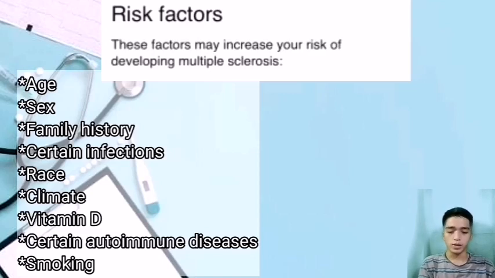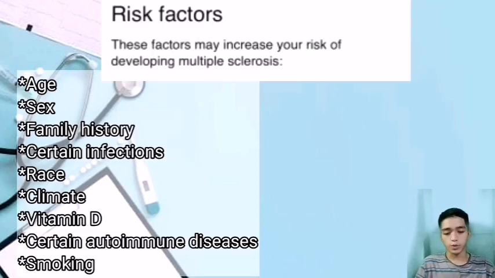Then the next one is certain autoimmune diseases. You have a slightly higher risk of developing MS, or multiple sclerosis, if you have other autoimmune disorders such as thyroid disease, pernicious anemia, psoriasis, type 1 diabetes, or inflammatory bowel disease.